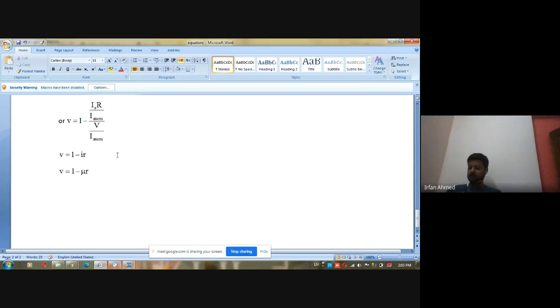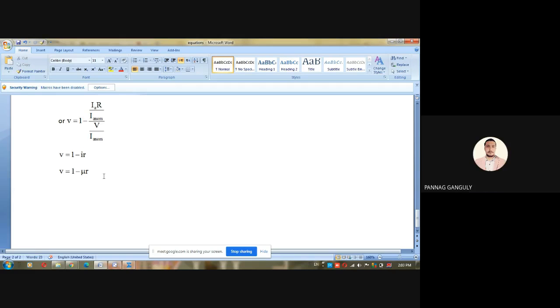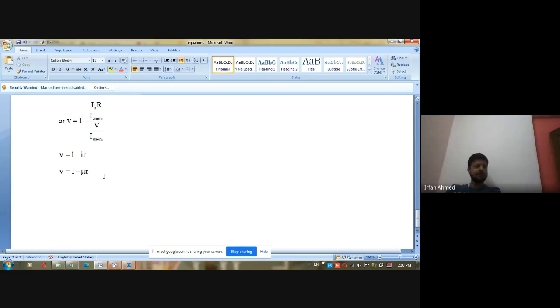So my question is, in both of these equations, what is the second term? In this equation, what is IR? And in this equation, what is mu R? What is IR and what is mu R? So per unit impedance and per unit power. No. Power, from where has power come? Torque into per unit resistance does not become per unit power.